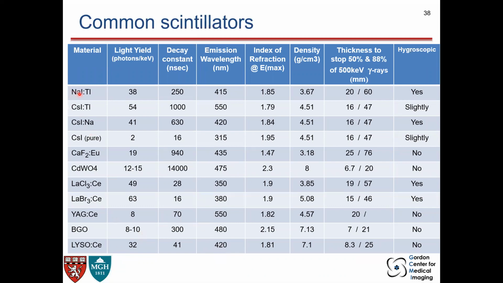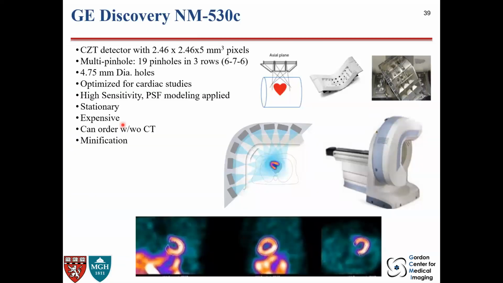But for sodium iodide and cesium iodide, we are looking at between $5 to $10 per cc. So it's an order of magnitude difference. That's why the price of these systems like GE Discovery is 3 times more than the conventional dual head gamma camera. So this is the GE system, and this is the patient.